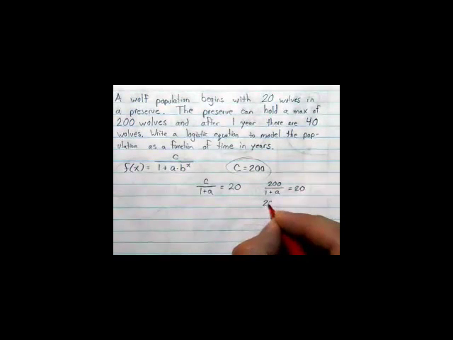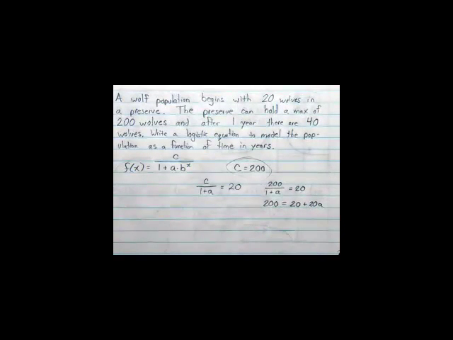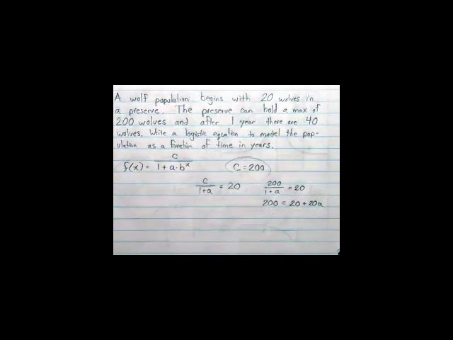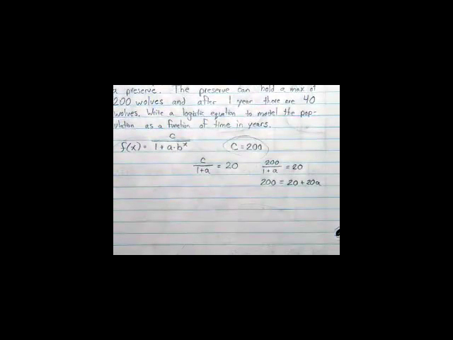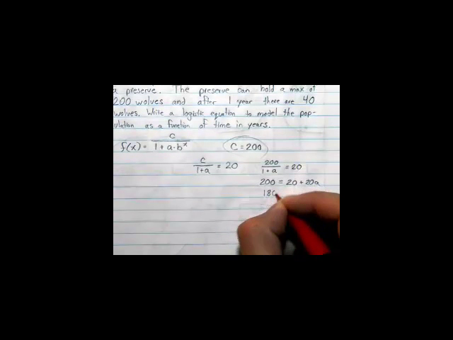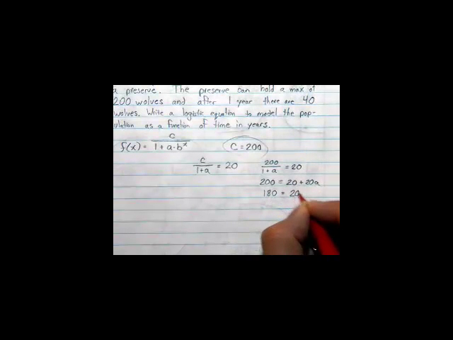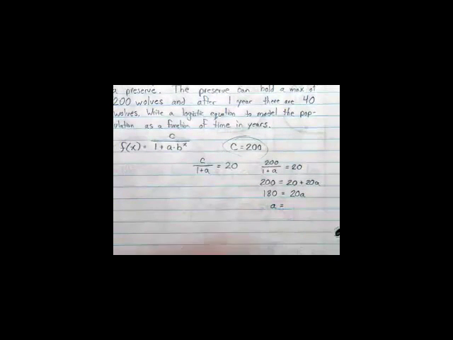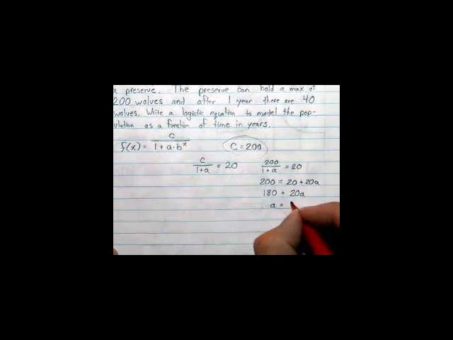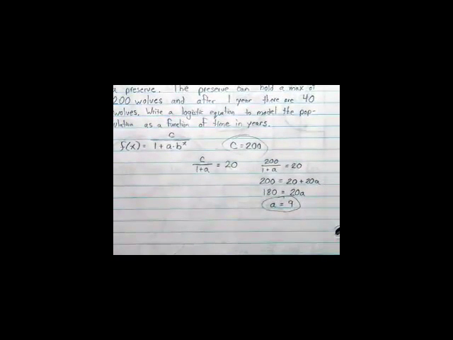Okay, so it's going to take a little bit of work to solve that, but I think we can do it. How am I going to solve that for A? What would be a logical first step here? Okay, multiply that denominator up out of there. 200 equals, and I'll distribute, 20 plus 20A. Okay, so then what? Subtract 20. So 180 equals 20A. So if I divide, what's A? 9. Okay, so I got C. Just got to find B now, right?